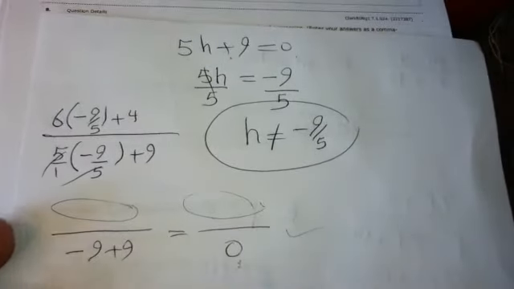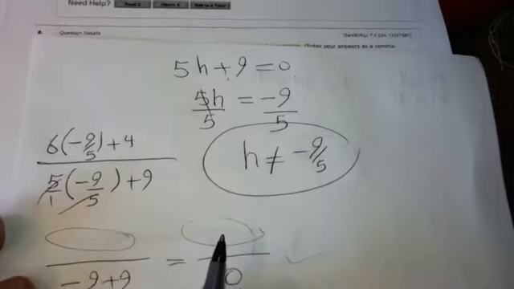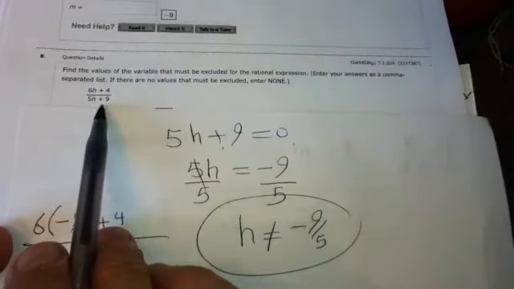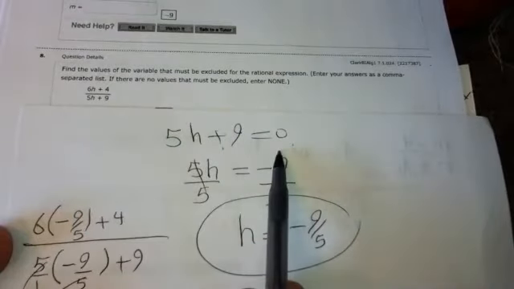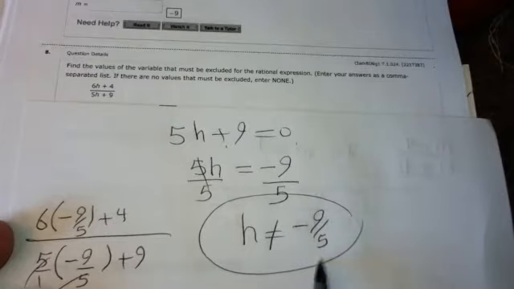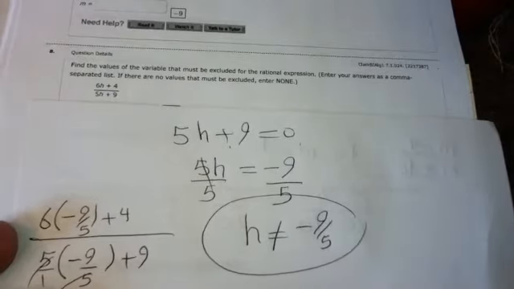All right? So how do I find a number that must be excluded? Always take the denominator and set it equal to 0 and find your value. That's the number that must be excluded.